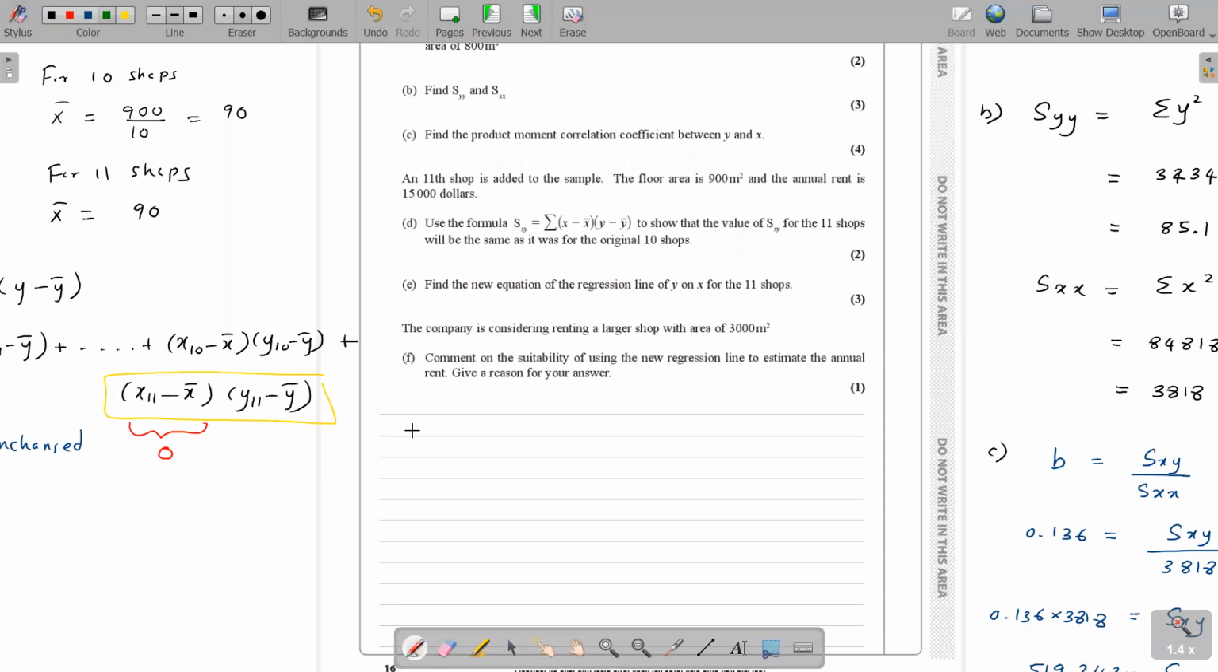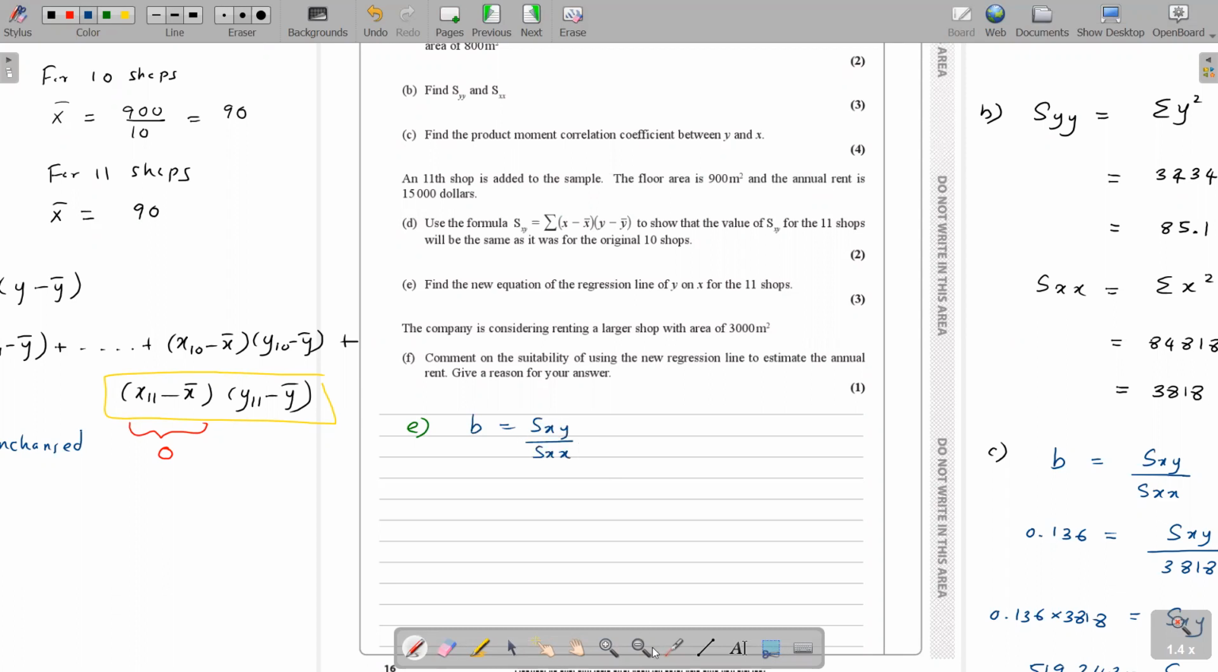Then moving on to part E, they say find the new equation of regression line of y on x for the 11 shops. So how do we get the new equation of regression? Basically, for y equal a plus bx, you have to get the new a and b values. The b value is sxy over sxx.